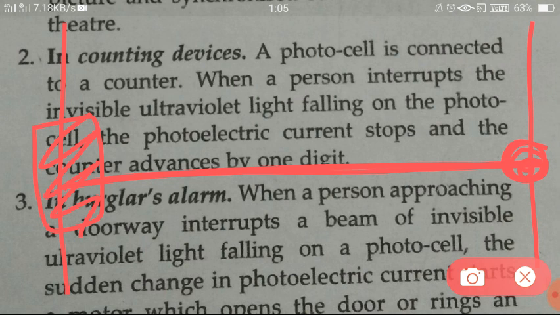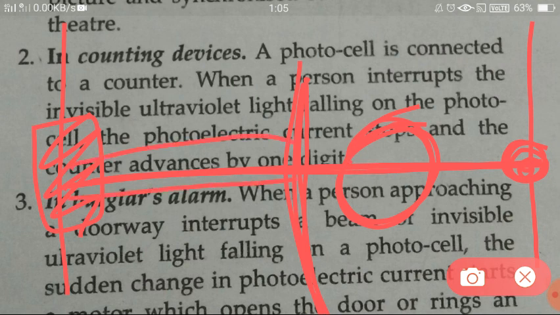As any person tries to go inside, to cross the door, that person interrupts the ultraviolet rays. And when the ultraviolet rays get interrupted, they don't fall on the photocell. Is it clear? So that time, when the photocell is not detecting any light, its count increases by 1. Okay, if suppose it initially had 0 count, it becomes 1.